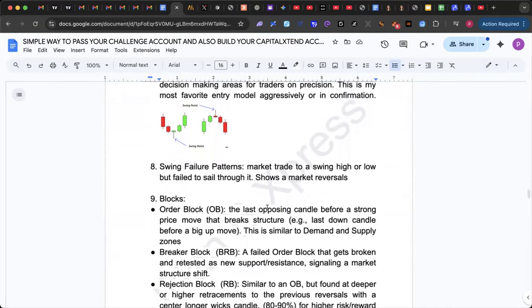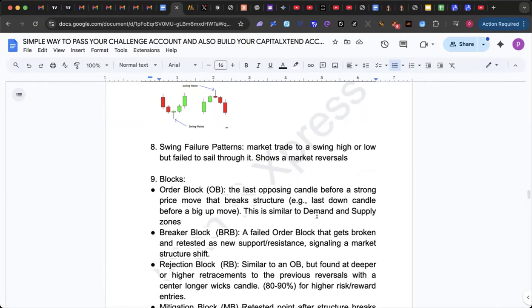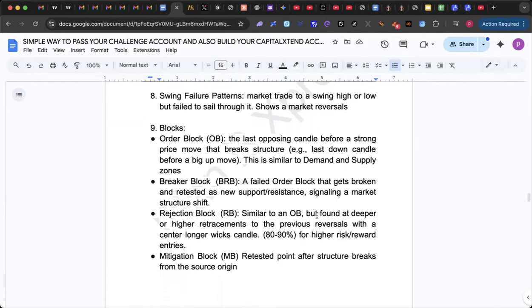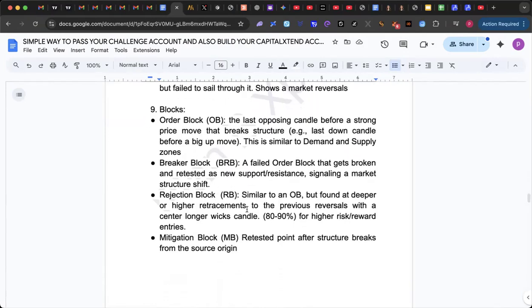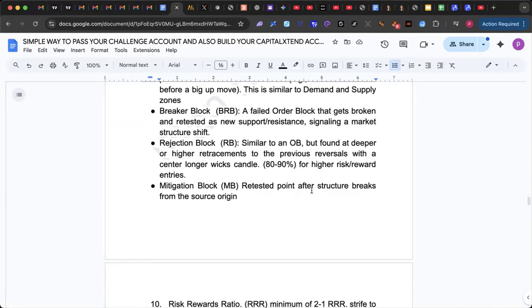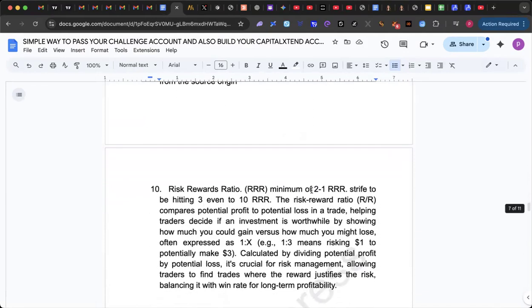Swing failure patterns: the market trades to a swing high or low but fails to sail through it, which shows a market reversal. That is a sweep of a kind of liquidity. Or a failed rally, not getting to the previous swing high or swing low. Blocks: there is a series of blocks, and order blocks are the ones you are going to make the most use of. So go through this and study what it means. And of course, I've taught them before, but you want to just have a refresher course.